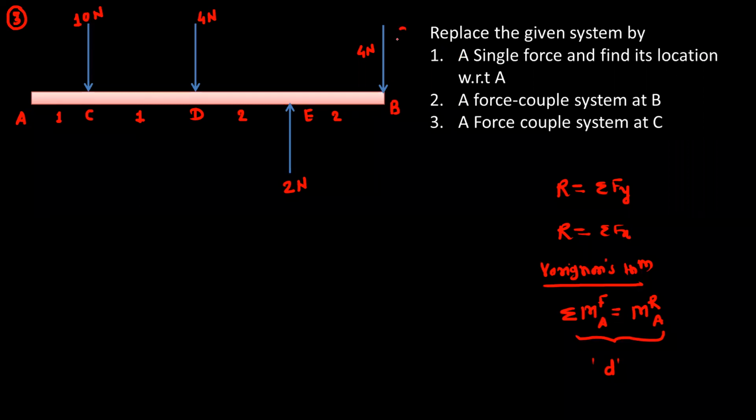Now what is the question? Replace the given system by, first, a single force, and find its location with respect to point A. What is the meaning of this single force? Single force means we have to find out the magnitude of the resultant. Resultant is nothing but the single force. So we'll try to find out this resultant.